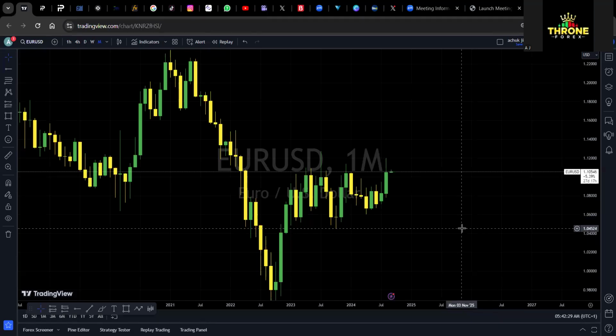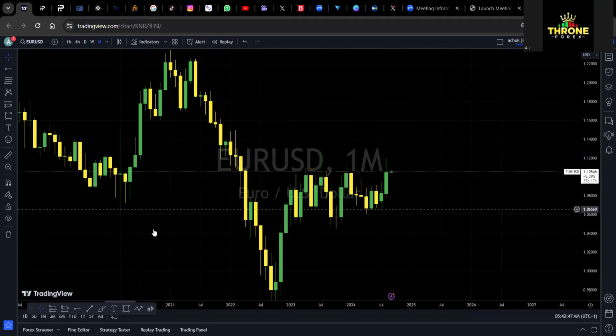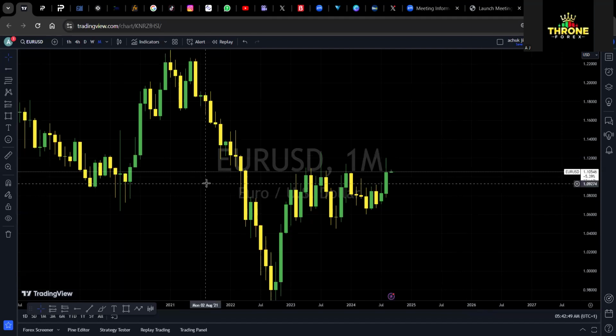So here we want to basically tackle market structure. So the first thing you need to do is to open your charts and then you go to a bigger time frame, because we're going to do this from a higher time frame all the way up to a smaller time frame, that is multi-time frame analysis. So this is Euro USD on the monthly time frame.